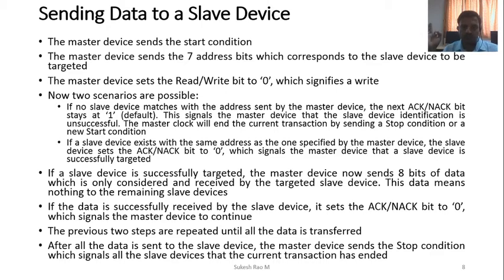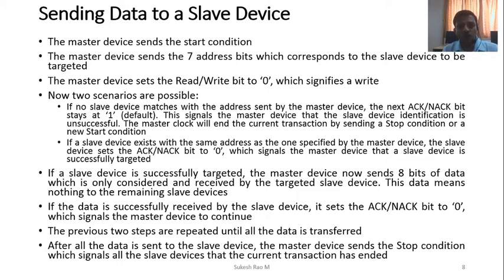That is obvious. So this signals the master device that slave device identification is unsuccessful. That's one thing. And the master will end the current transaction by sending the stop. It will send the stop signal and end the transaction. Nothing more can be done.